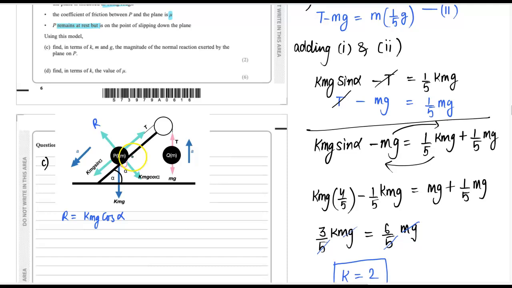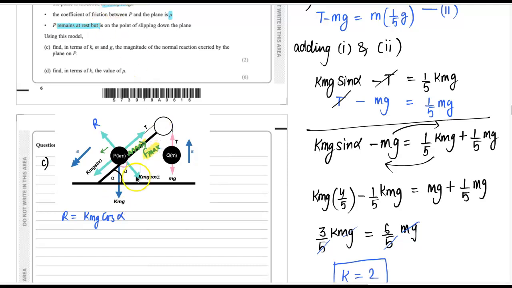Okay, it is at the point of slipping. If P slips, it will slip down. That means the friction would be acting upwards. F max, the direction of F max would be upwards. This would be clear. This is F max.